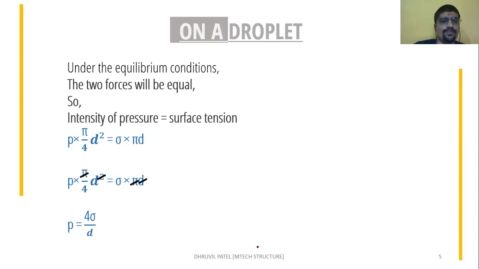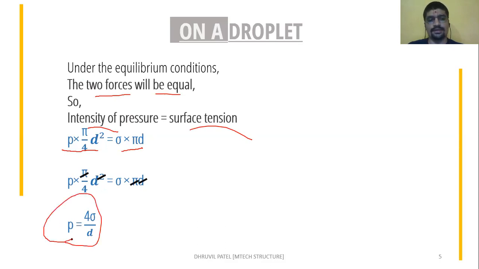Okay, so under the equilibrium condition the two forces will be equal. So intensity of pressure is equal to surface tension, we can say on the basis of definition. So the pressure intensity pi by 4 t square is equal to surface tension into pi. Now pi gets cancelled out, t and one t of the square cancel out, so the remaining is the equation of the surface tension on a droplet. This is the equation of surface tension on the droplet.